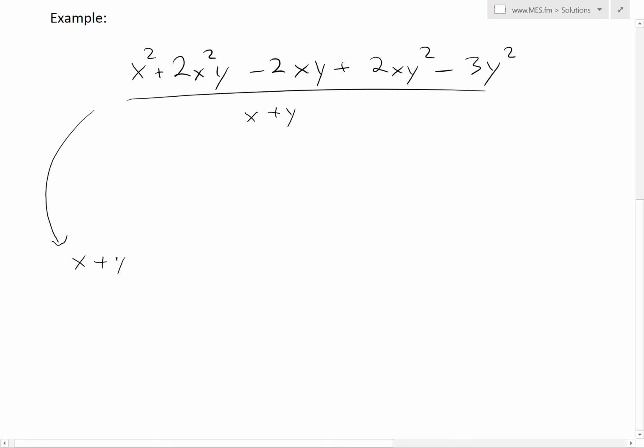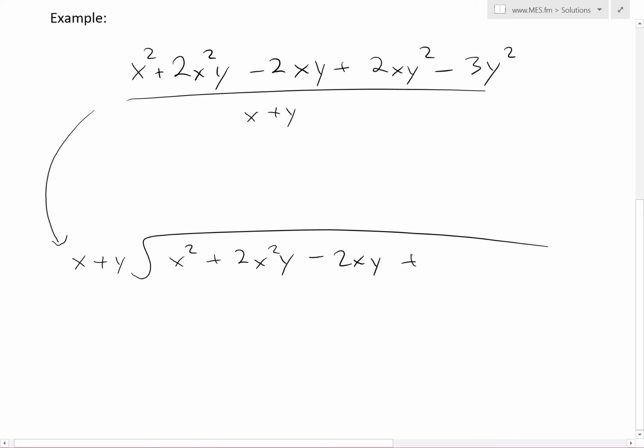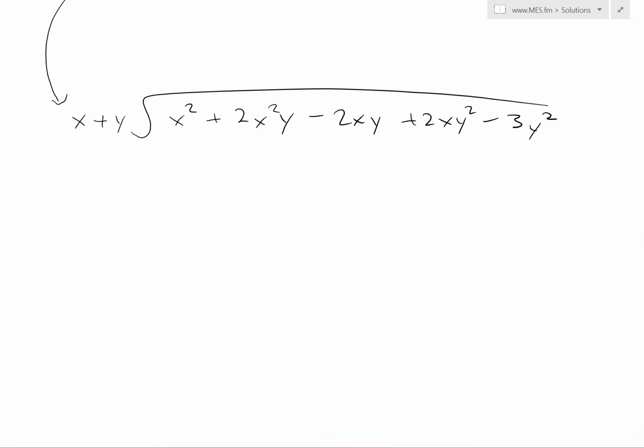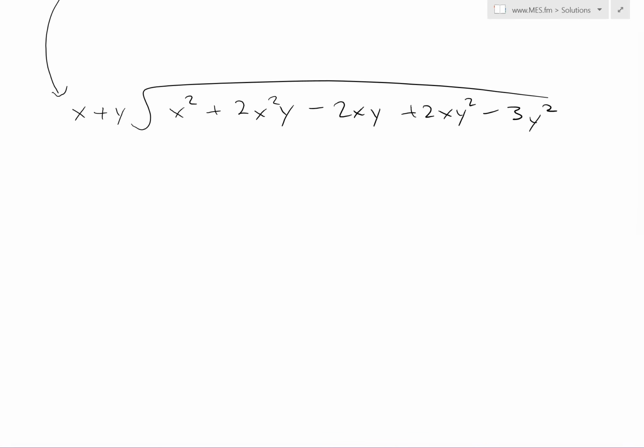We write the denominator on the left side here, we put this quotient symbol here, or the division symbol, and now we put the numerator inside. So x squared plus 2x squared y minus 2xy plus 2xy squared minus 3y squared. And now the process here is exactly the same as for single variables.